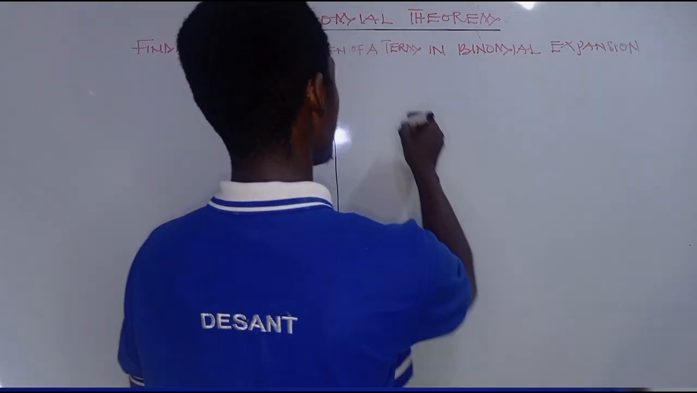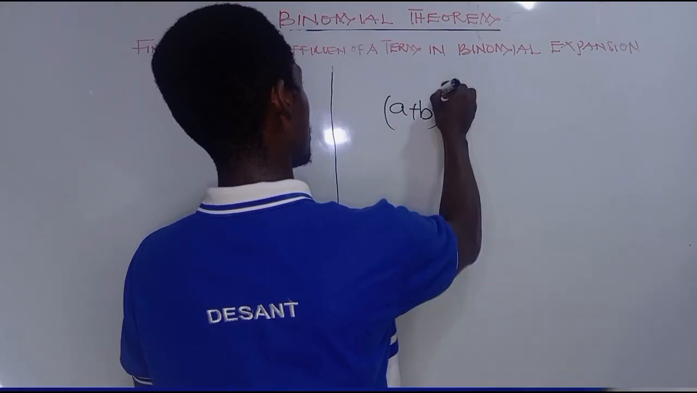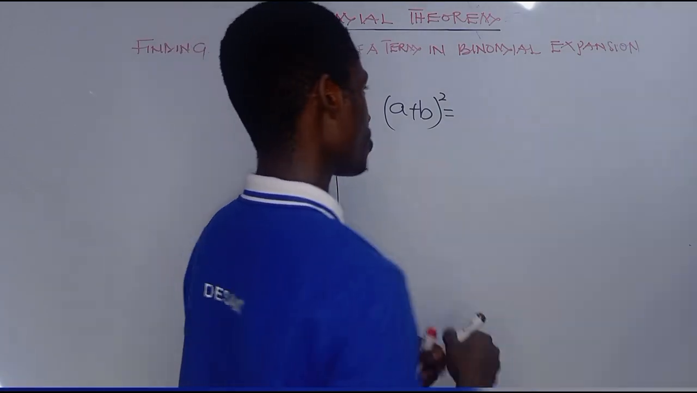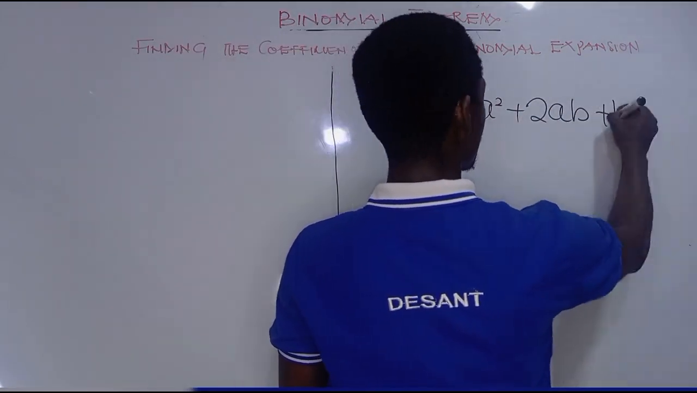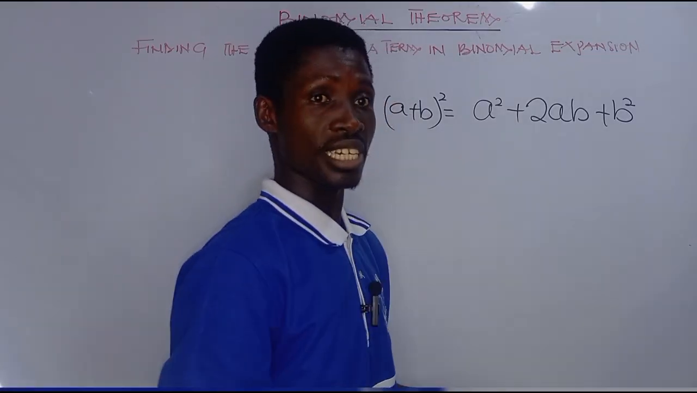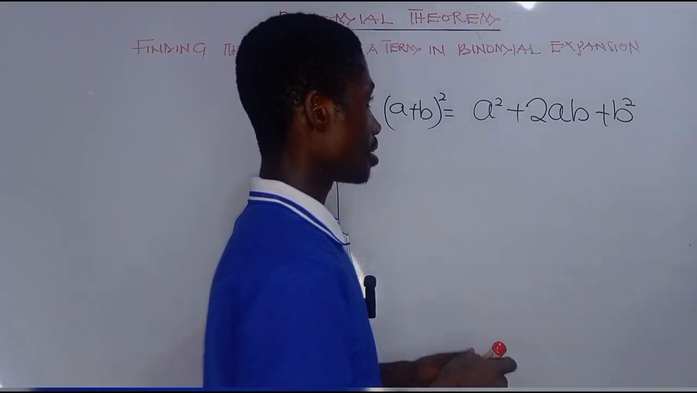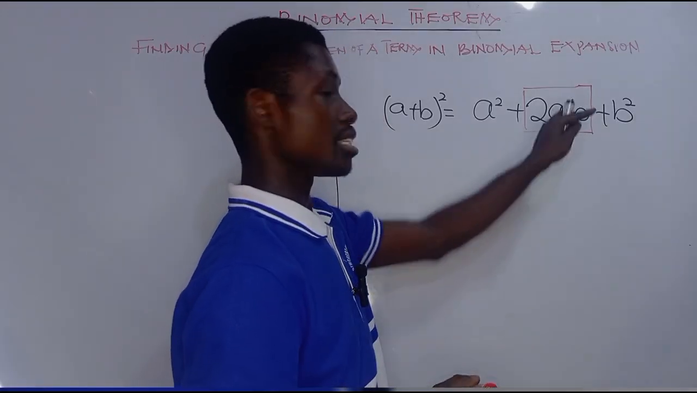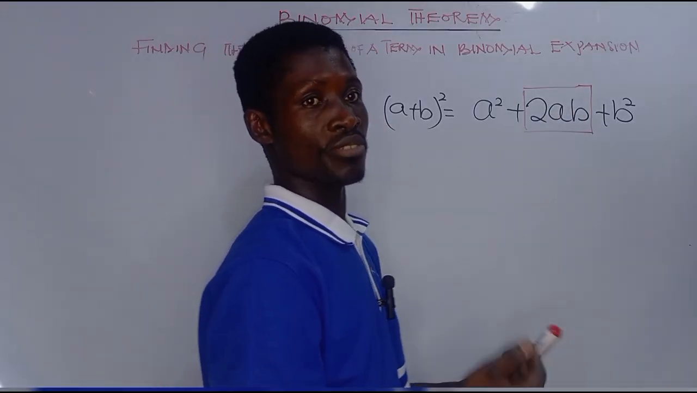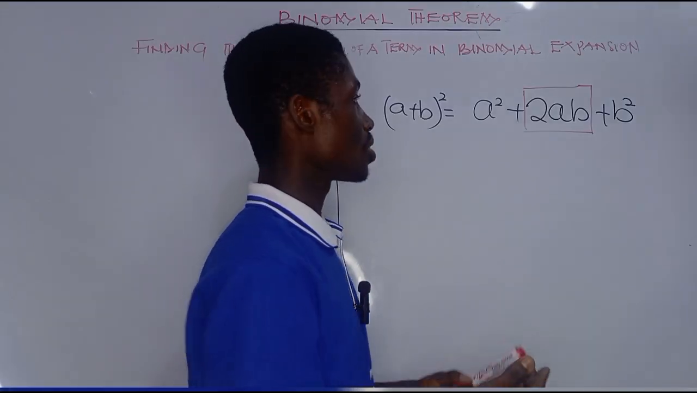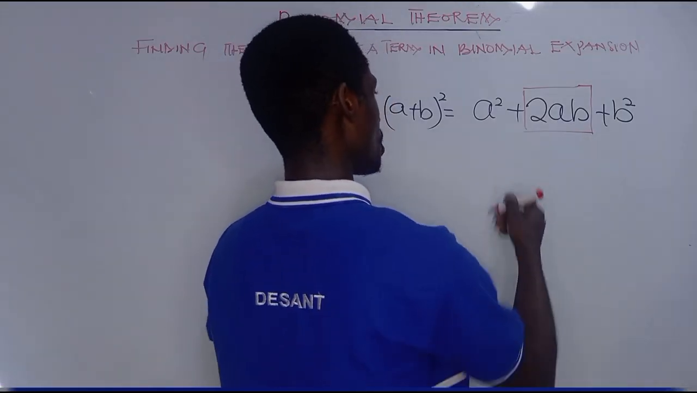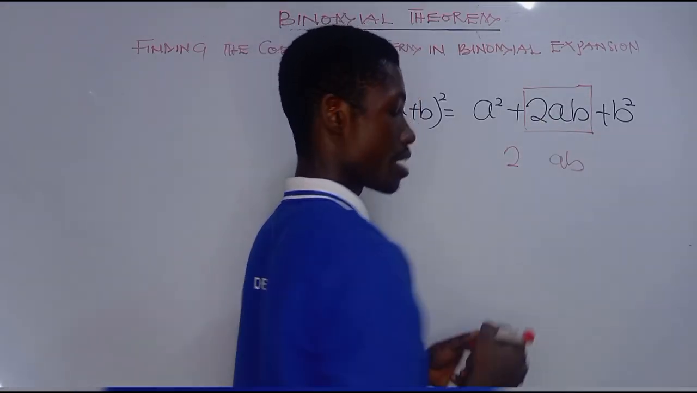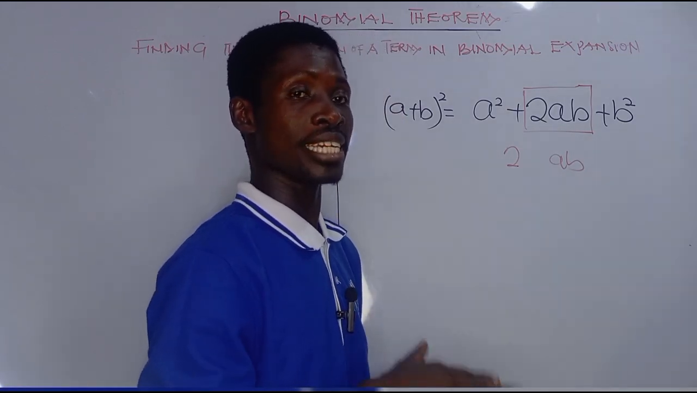So we know that when you have a binomial expression of this nature raised to the power 2, the expanded form is this. Now, assuming that we are interested in finding the coefficient of the second term, our second term is this very term. Now, the coefficient refers to those numbers in front of variables. So the number in front of these letters is what? 2. So therefore, 2 becomes the coefficient of AB. And that is what we are going to find in this lesson.